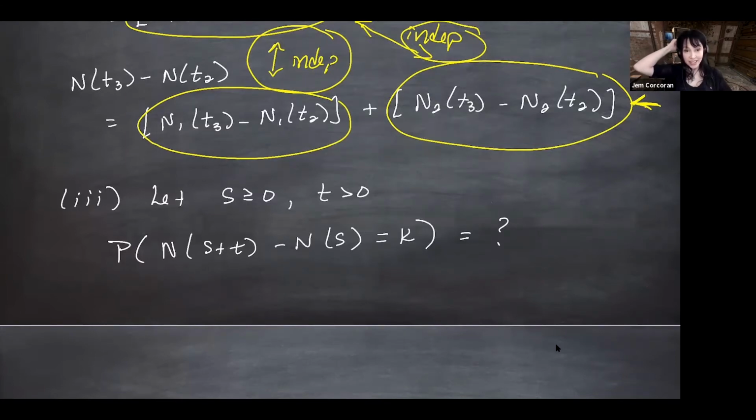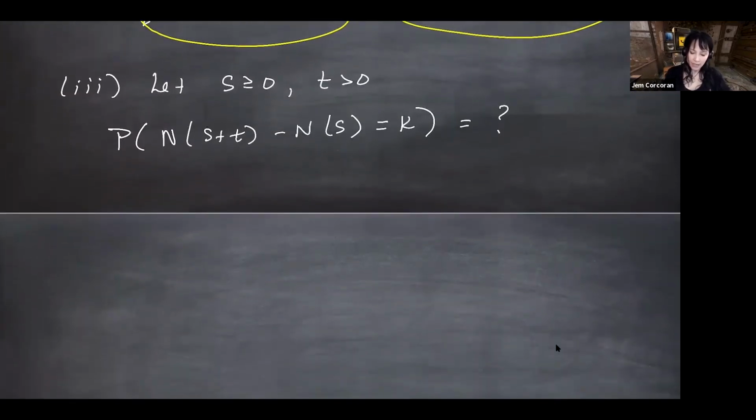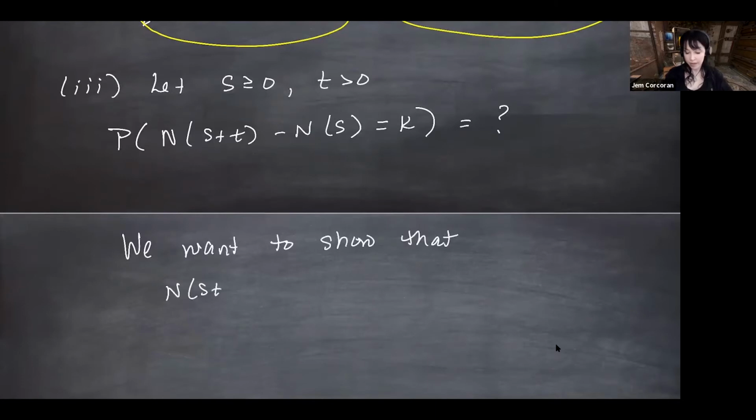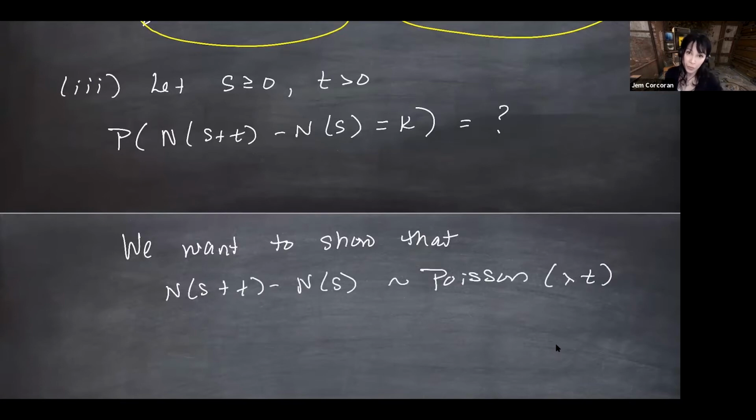We need to find this. And we need to show that this is a Poisson probability. But what I'm regretting is really what we want to show. I don't care about the probability. We want to show that this random variable N of S plus T minus N of S is a Poisson random variable with parameter lambda T. And lambda in this problem was given to be lambda 1 plus lambda 2, the individual Poisson process rates.